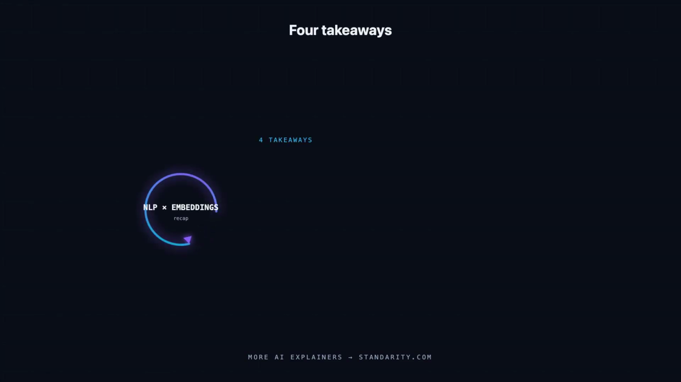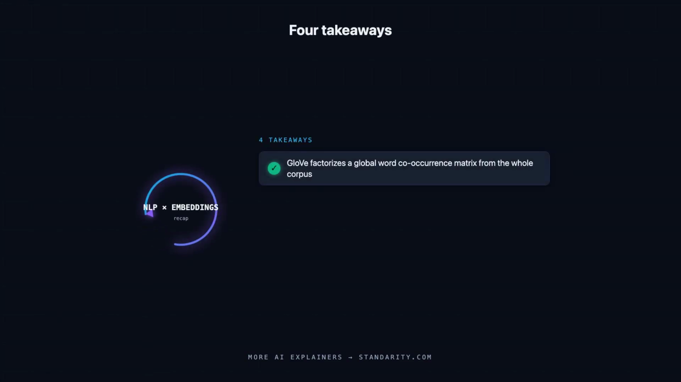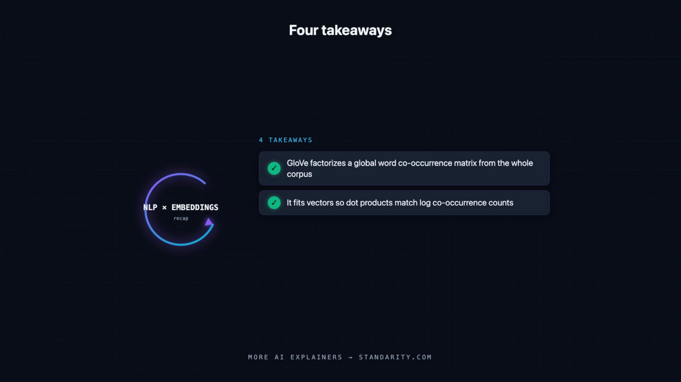All right, let's lock in what matters. GloVe, short for global vectors, learns word embeddings by factorizing a global co-occurrence matrix built from the whole corpus at once, rather than from local windows. It first counts how often words appear near each other across all of your text, then learns vectors whose dot products match the logarithm of those co-occurrence counts.